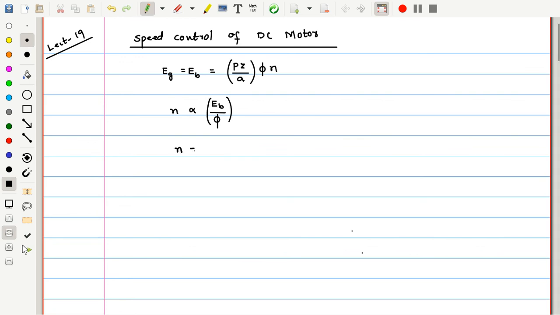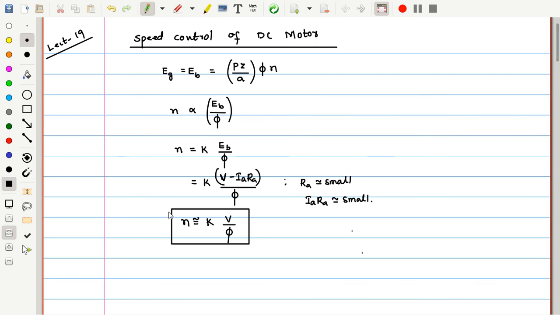We can say this proportionality constant is some k. So speed is k into EB by phi. And we have seen in the motor, like in separately excited or shunt excited, if the applied voltage is V, then V minus IA RA is the armature voltage drop. If it is subtracted from the terminal voltage, it gives EB, divided by phi. But usually, as the armature resistance RA is small, this IA RA drop will be negligible. So approximately, the speed is just some constant k into V by phi.